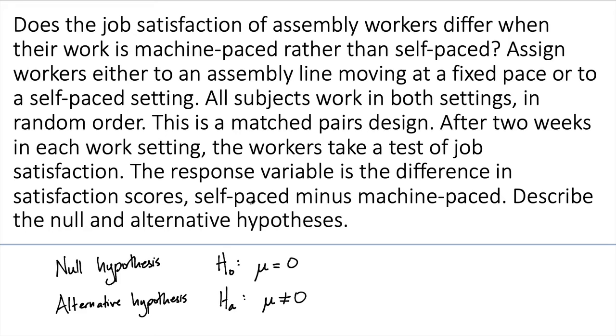We're expecting a difference. Whether this difference is a positive or a negative, we don't care. We just want to know, are they different? Okay, so here are the null and alternative hypotheses. Because this is a not equals, it doesn't matter which side we're on, this is a two-sided hypothesis, the alternative hypothesis here.